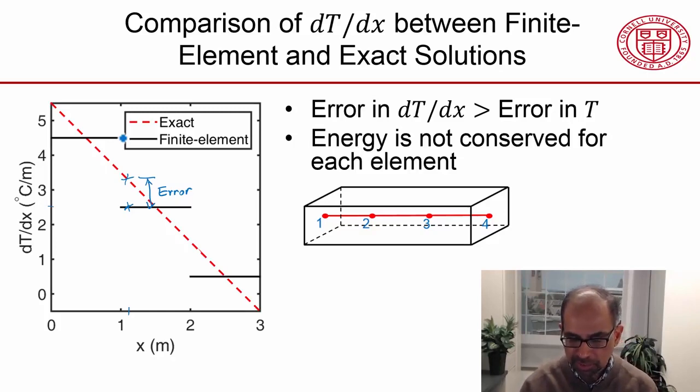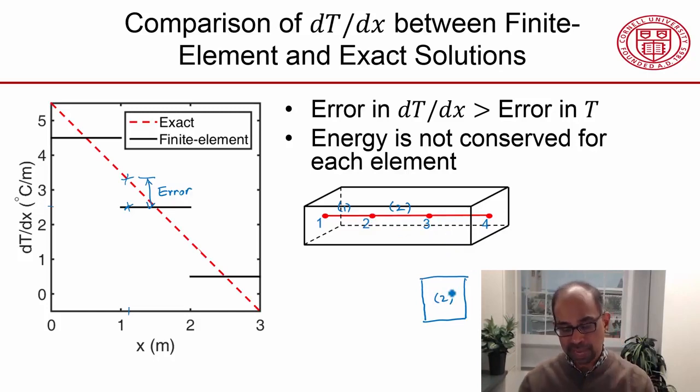And from this, we can deduce that energy is not conserved for each element. And that's an important point. And to see that, let's take a look at a couple of elements. So let's say this is element 1, this is element 2, and if I draw a two-dimensional view of element 2, and so I'm not showing the dimension perpendicular to the screen.